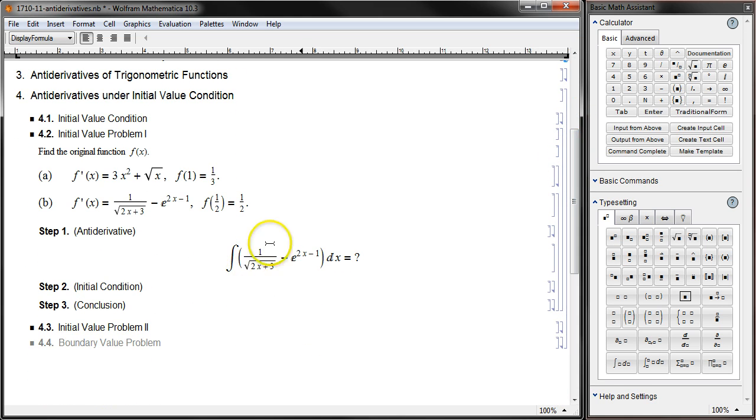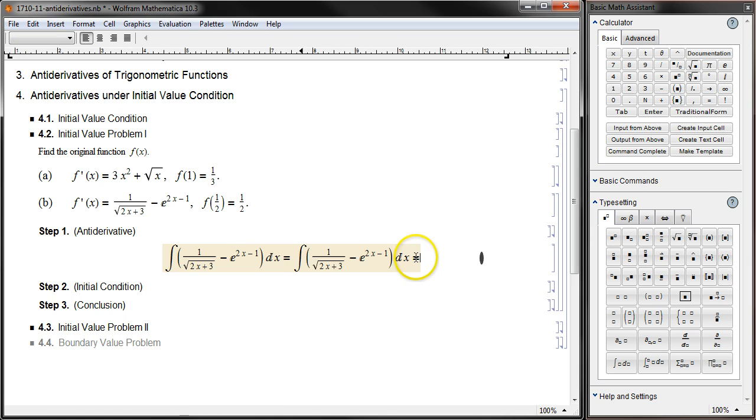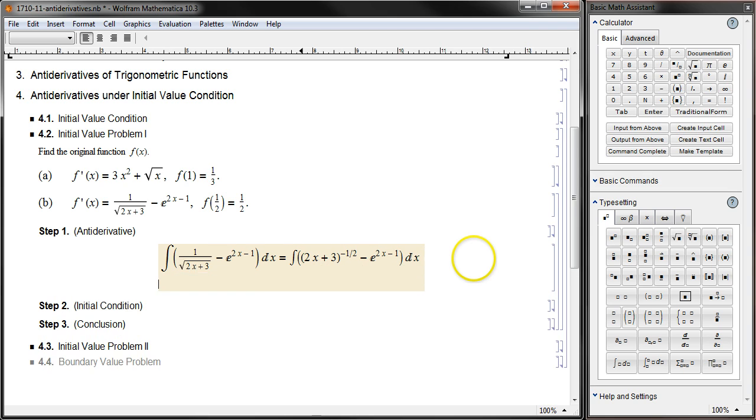That'll help. This, you can change into power form like this. 2x plus 3 to the what power? Negative 1/2 power. Why negative? That's because this expression is in the denominator. Why 1/2? That's because this is a square root. A radical is a fractional power and a denominator is a negative power. Let's apply the power rule. 2x plus 3. Raise the power by 1, so add 1, and then divide.